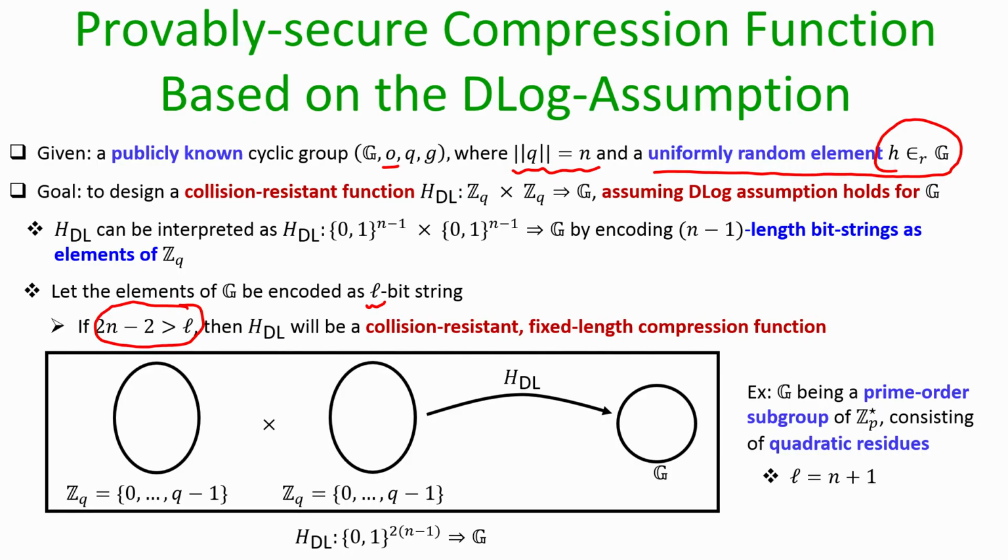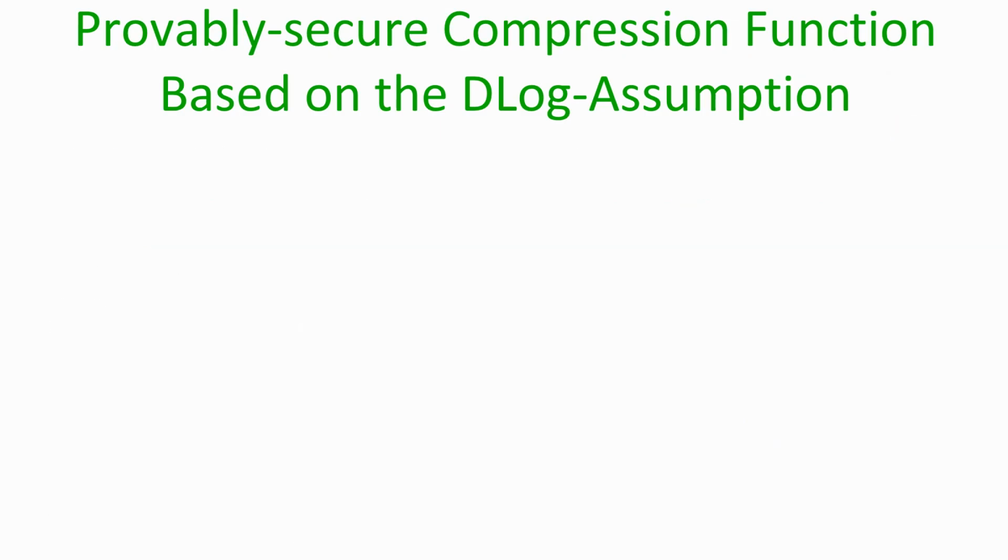For example, if we take the group G to be a prime order subgroup of Z_p star, where p is say 2 times q plus 1, namely it consists of all quadratic residues, then l is nothing but n plus 1, because the size of p will be 1 bit more than the size of q. In that case clearly 2n minus 2 is greater than l, and hence if we instantiate H_DL on this particular group of prime order subgroups of Z_p star based on quadratic residues, then the resultant H_DL function can be viewed as a compression function.